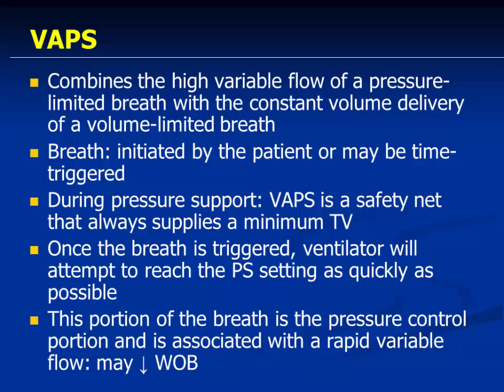Once the breath is triggered, the ventilator will attempt to reach the pressure support setting as quickly as possible. So flow will go immediately as high as possible to attain the pressure support as quickly as possible. In that time, the portion of the breath is a pressure controlled breath portion and is associated with a rapid variable flow. This decreases the work of breathing. As you know, if we increase the flow, it decreases the work of breathing because it will take care of the resistance part.